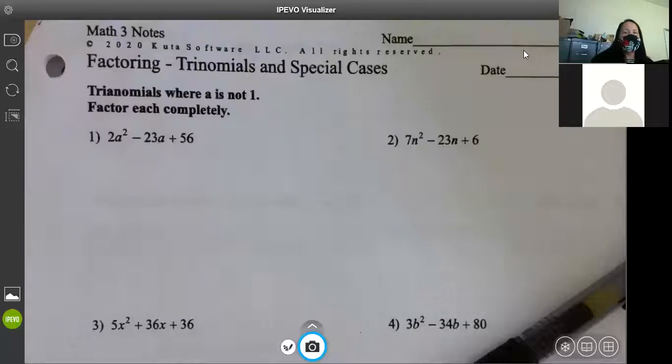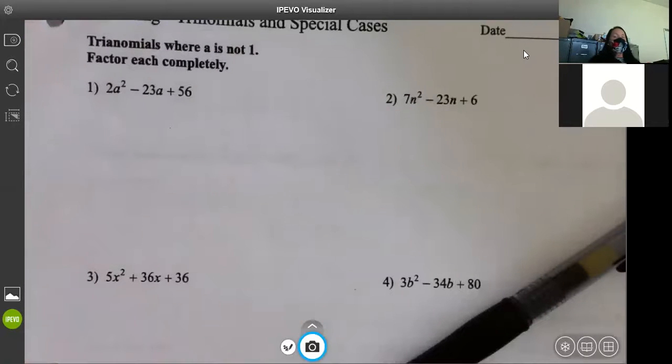So I'm going to start it today. All right. So today we're going to start factoring trinomials that have an A in front, basically a number in front. Yesterday when you had a number in front, it factored out with a GCF. So the first thing that we always want to do is check for a GCF.